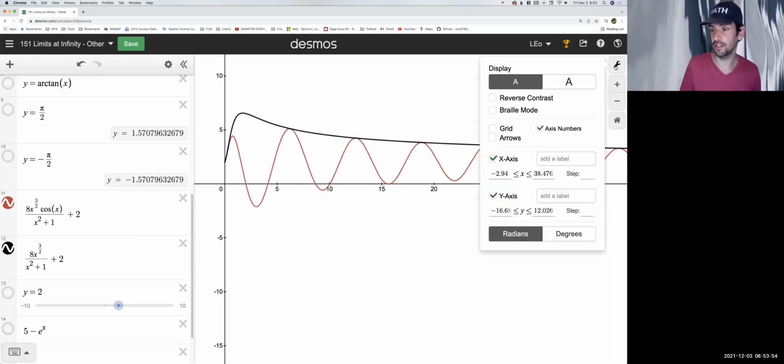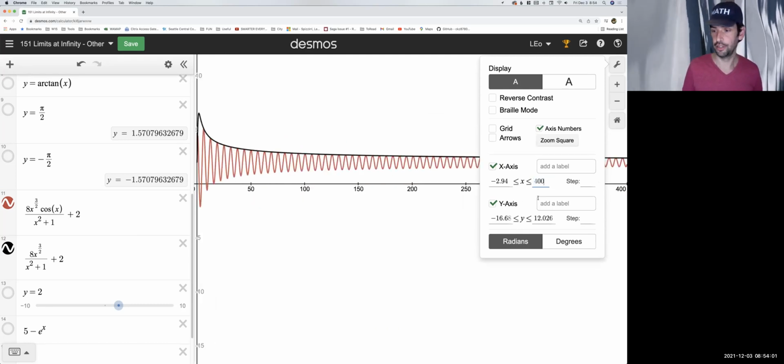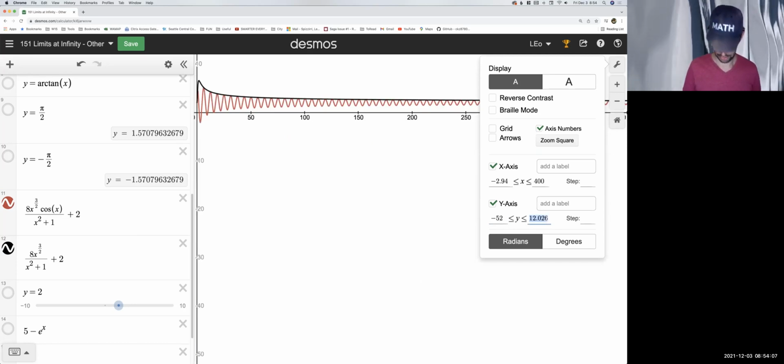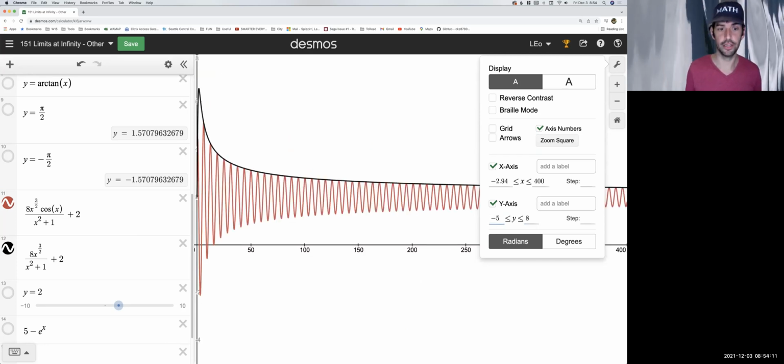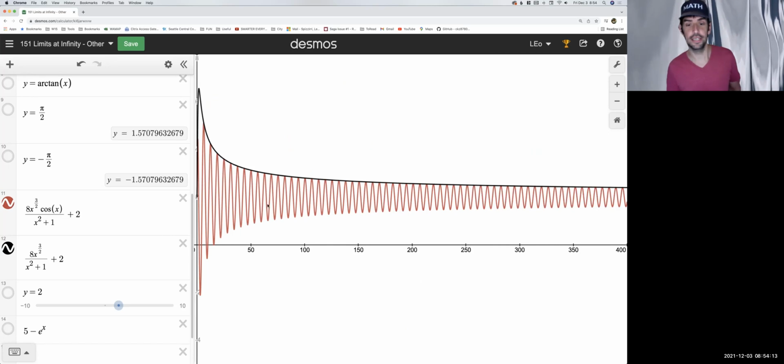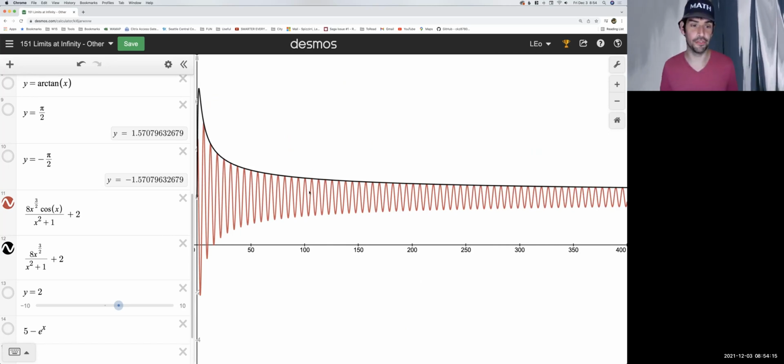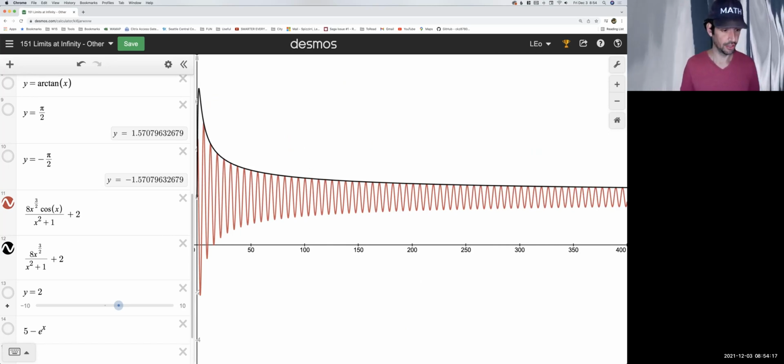And so we see, let's go out very, very far. Let's go out to 400. Let's expand this a little bit. Let's go between -5 and 8. Whoops, -52, that's why. Right, so that black line again is what would happen if we didn't have the cosine in this function. Let's also throw in the line y equals 2.